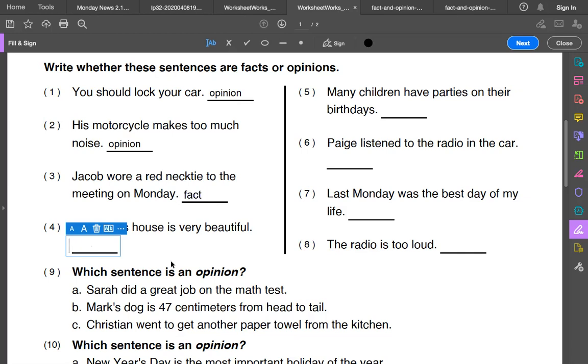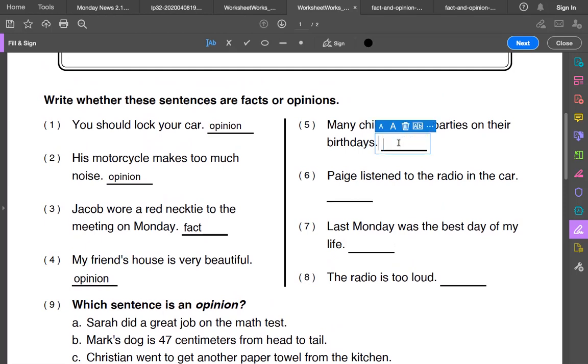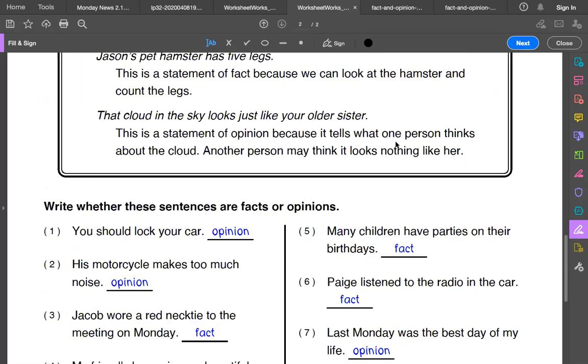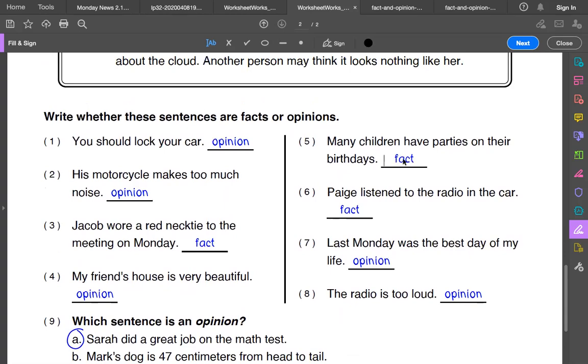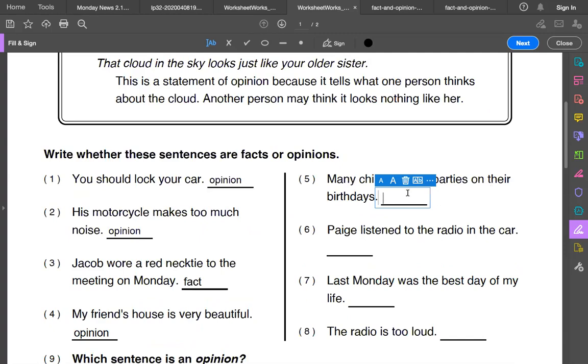My friend's house is very beautiful. Opinion. Yeah, because that's going to be different for everybody who views your friend's house. Many children have parties on their birthdays. Opinion. I think we can actually, I'm going to cheat here. That is going to be fact because you can actually measure that one out. You can look at a group of children and throughout the year see if many of them have parties or not, whether that's false or true. So that's going to be a factual statement.